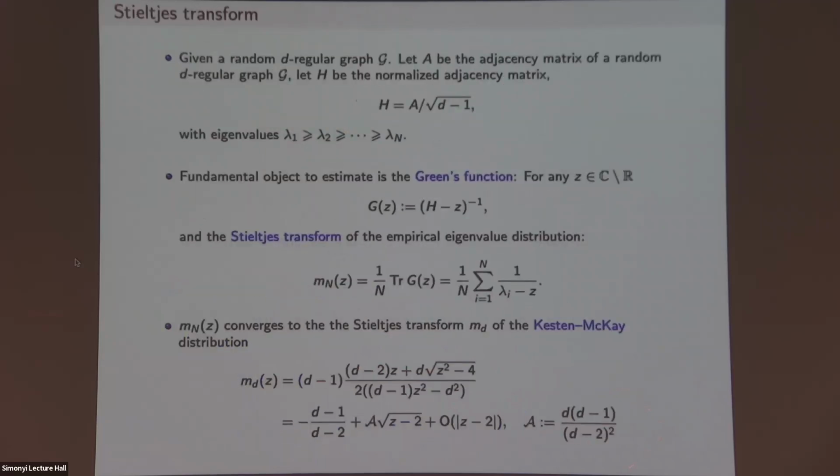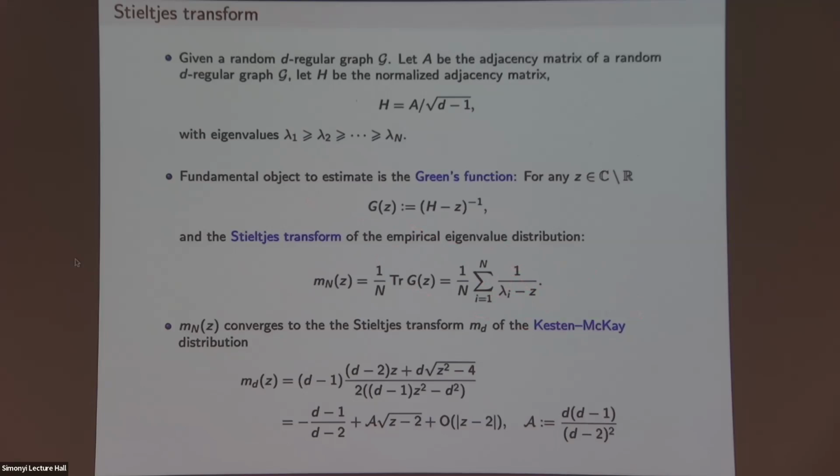So back to the random d-regular graph, we normalize the adjacency matrix by dividing by the square root of d minus 1. The Green's function is the inverse of H minus z, where z is in the complex plane. And the Stieltjes transform is 1 over n times the trace of the Green's function, the summation of those 1 over lambda_i minus z.